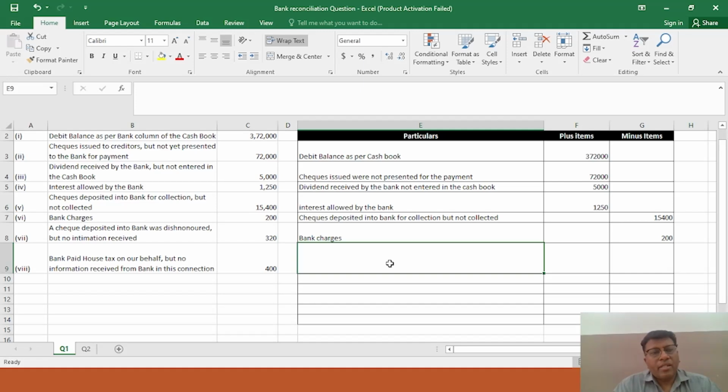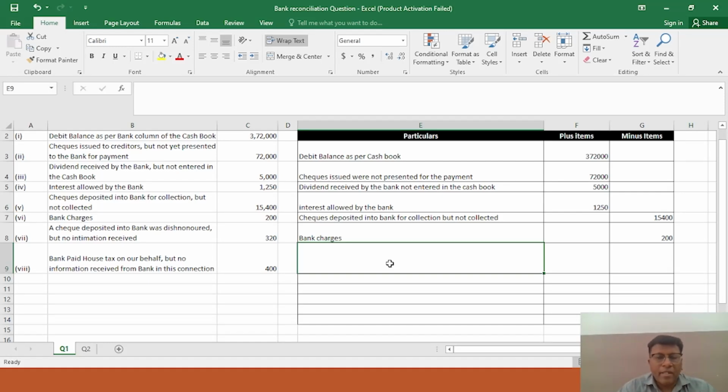The next transaction is that a check deposited into the bank was dishonored. So now you have to develop an understanding of what the dishonor of a check is. Suppose you have received a check from a person and you deposit it into the bank, but when the bank approaches that person for collection of the check amount, that party denies and does not make the payment, so it is assumed that the check was dishonored. Or due to any other reason the check can be dishonored.